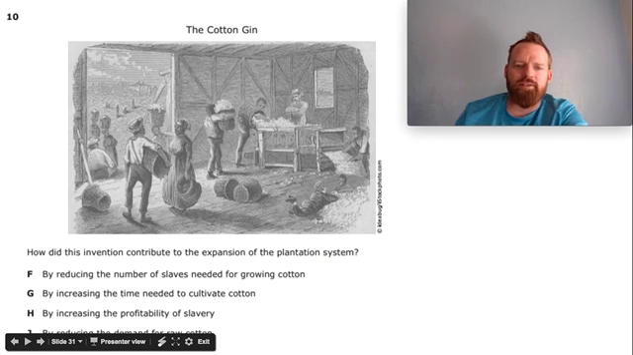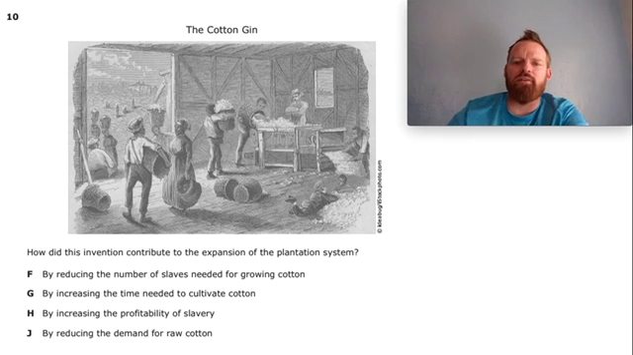All right, so let's look at this thoroughly, as we should with all questions that have an image of some sort. Let's make sure we read what the title of that image is and give it at least a quick look before we even begin. It says the cotton gin, and then we see a picture here. And below that it says, how did this invention contribute to the expansion of the plantation system?